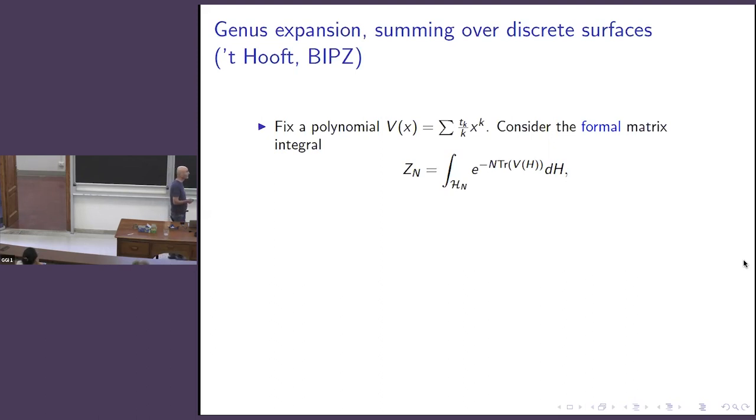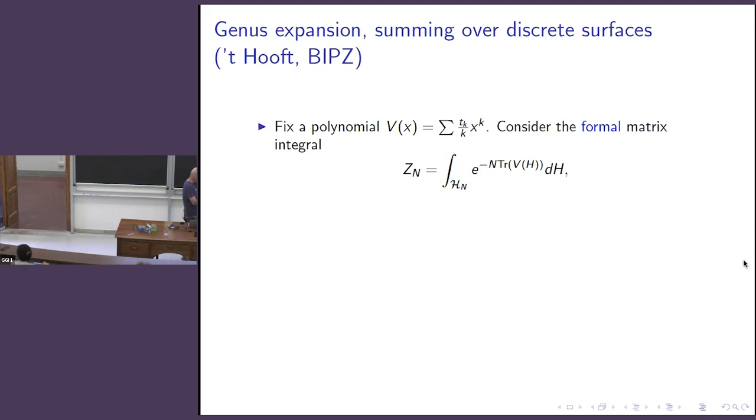So the genus expansion is a cornerstone of random matrix theory. Imagine you have a potential of the form t_k over k, x to the k. You put x to be H. So you have a partition function for your Hermitian matrix ensemble like that. This result was first seen by 't Hooft in his work on the strong force in the 1970s. And then it was generalized and very well understood by Brézin, Itzykson, Parisi, and Zuber in 1978. They wrote two very influential papers in that year.